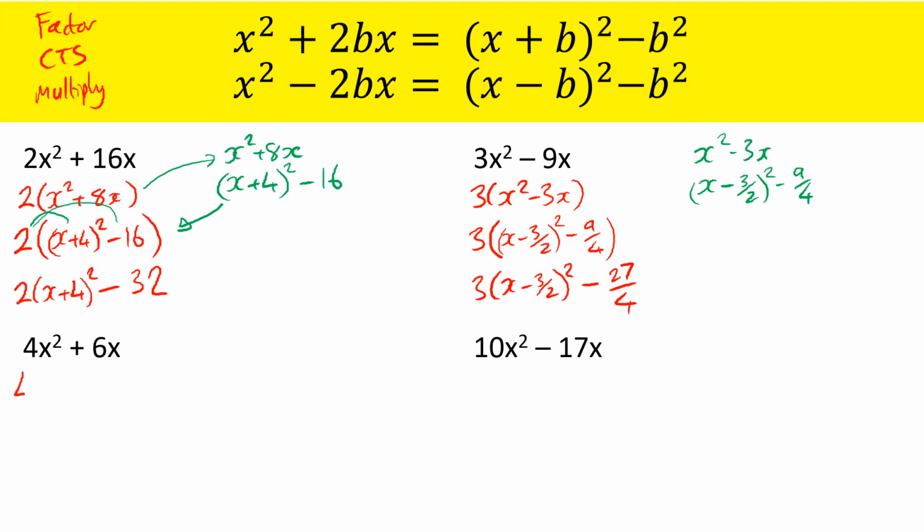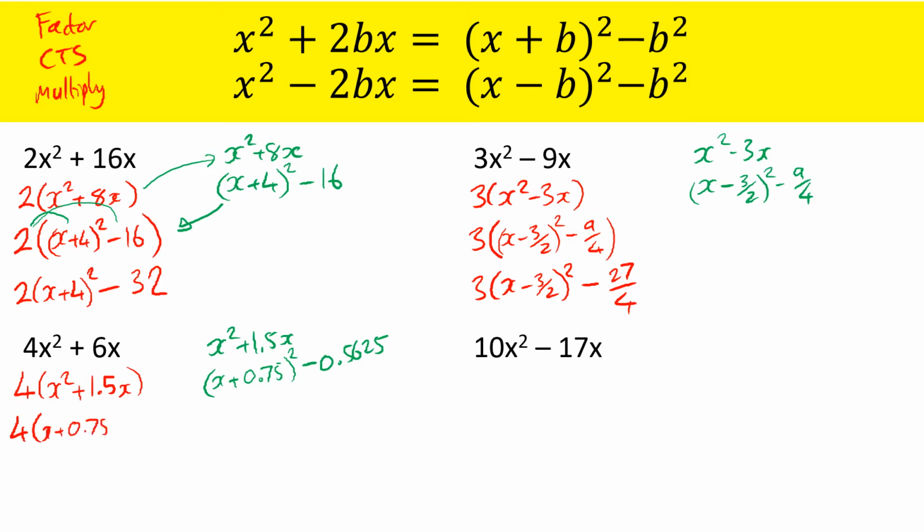Okay, let's do it again. Take out a factor. Let's do decimals this time. Let's complete the square. And then let's substitute that back in. And expand. What's that? 2.25, I think.